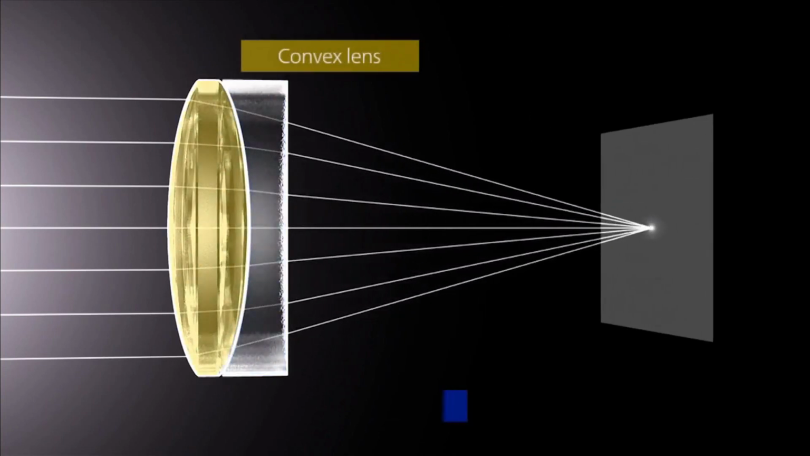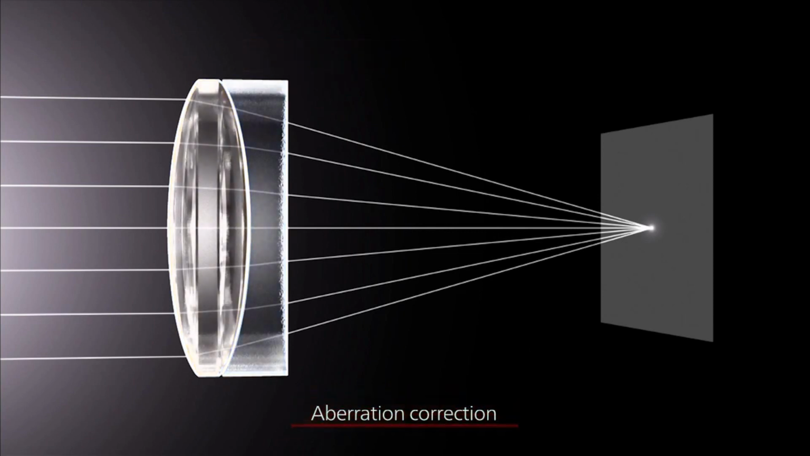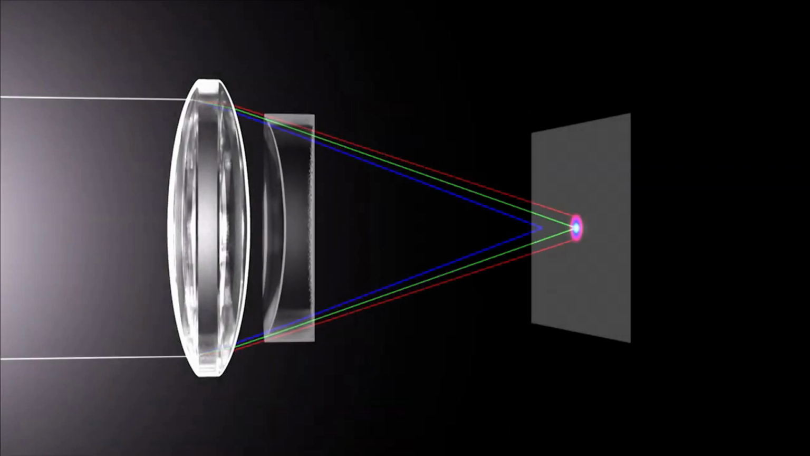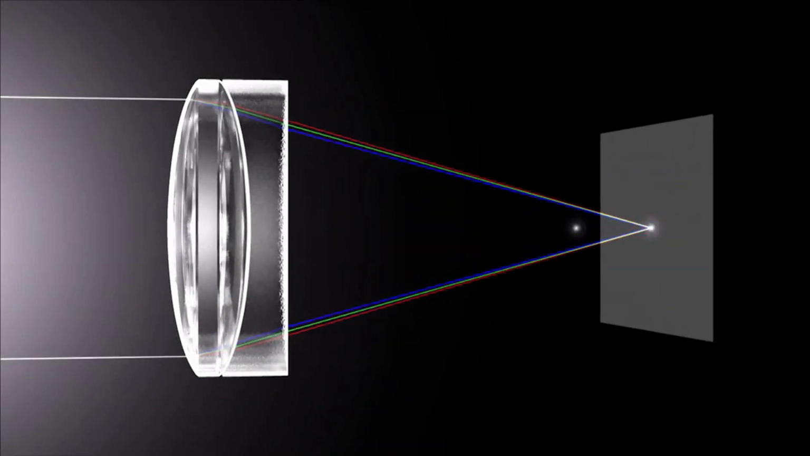Since the direction in which spherical aberration occurs in a convex lens is opposite to a concave lens, through a combination of two or more lenses, light rays can be made to converge to a single point. This is called aberration correction. Chromatic aberration can also be corrected by combining two lenses.